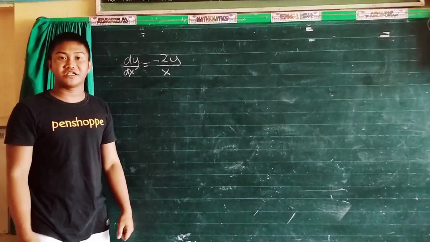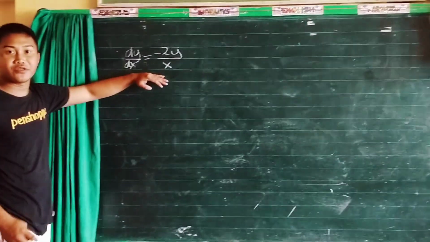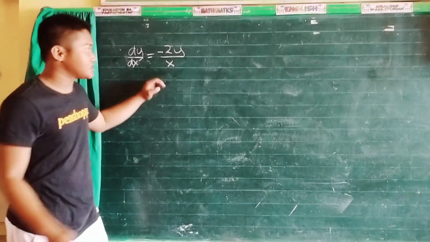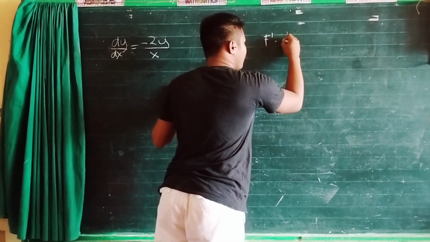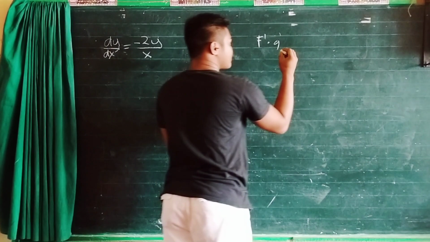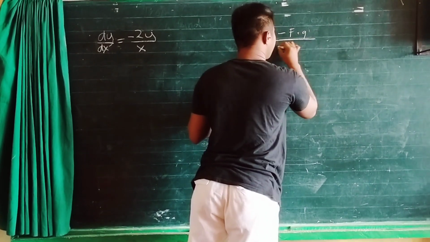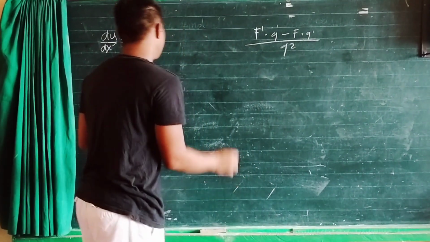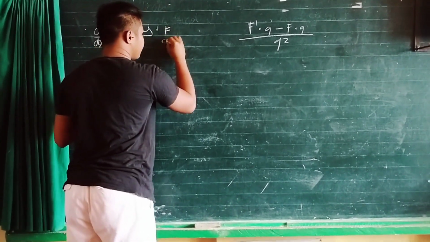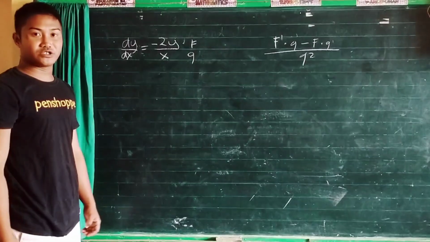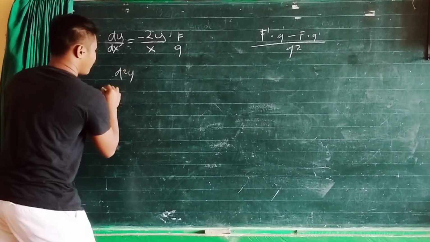So we can now proceed to our second derivative. We're going to differentiate this one using our quotient rule. The concept of our quotient rule is f prime multiplied to g minus f multiplied to g prime over g squared. So let's say this is our f and this is our g. So we're going to substitute this one.